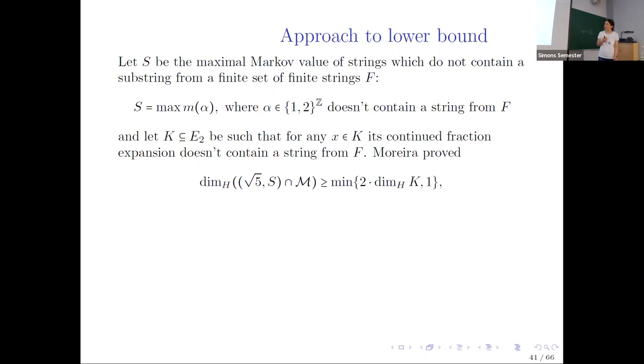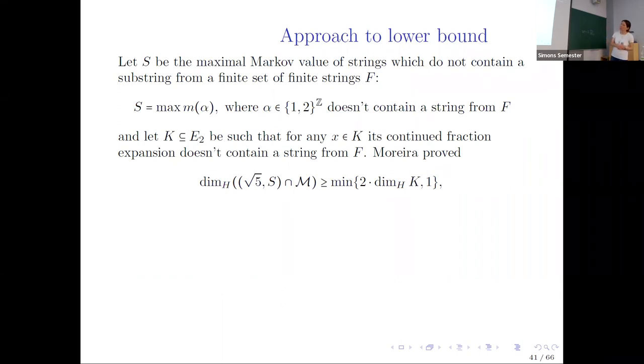So if we take some number S and we exclude all Markov values, so that S is an upper bound for all the remaining subset, and then we compute the Hausdorff dimension of the remaining Cantor set, then it turns out that the dimension in the interval from square root of 5 to S is bounded from below by double the Hausdorff dimension of the limit set of the set that we obtain.